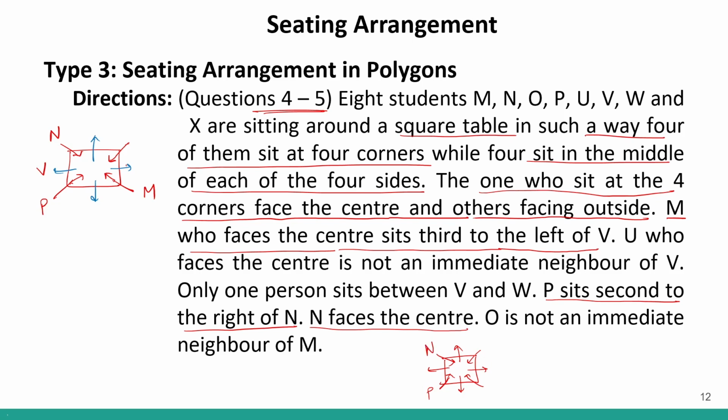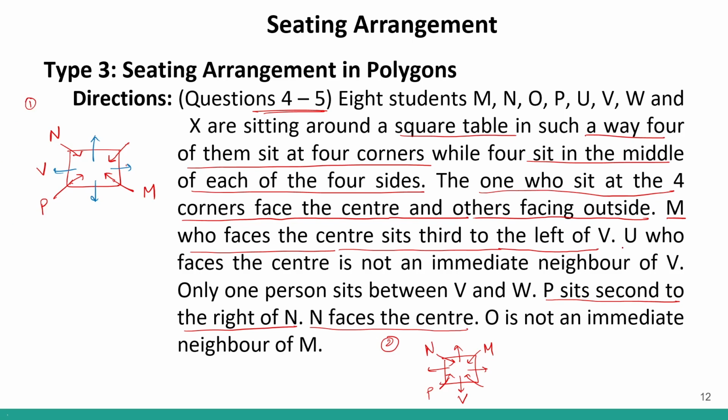Now the other possibility is that M faces the center. That means M sits over here, let's say. And he sits third to the left of V. So third to the left of V will be this side. So V will come over here. Two possibilities: second possibility, first possibility.